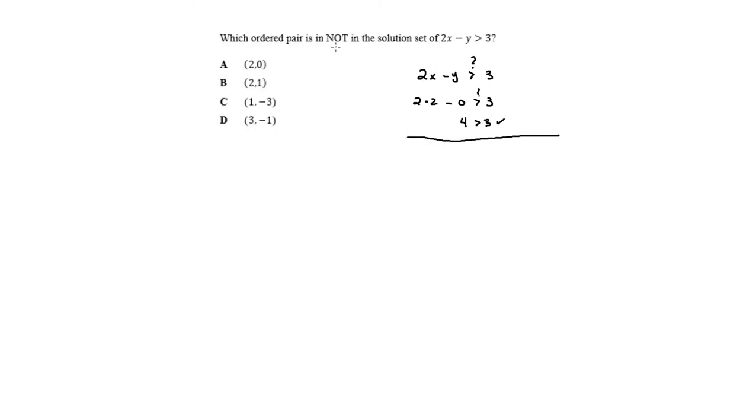Remember, we're looking for the one that is not in the solution set, so we need to keep going. My next point is 2, 1. Is 2x minus y greater than 3? I have 2 times 2 minus 1. Well, 2 times 2 is 4, 4 minus 1 is 3, and 3 is not greater than 3, it's equal to. So since 3 is not greater than 3, your answer here will be B. B is not in the solution set.